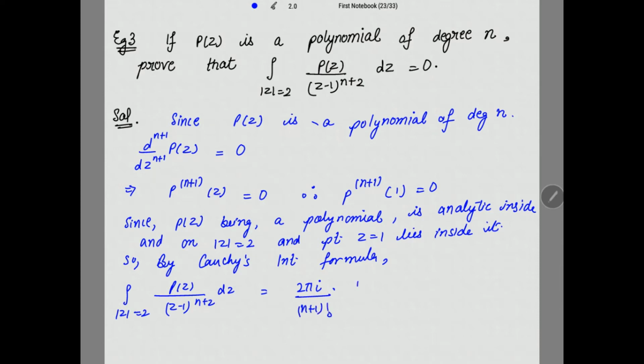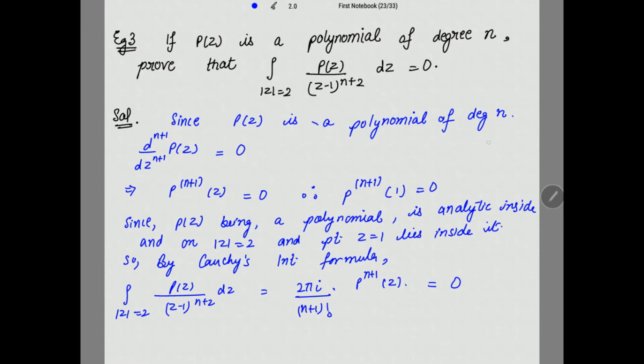And here it is P^(n+1)(z), which is 0. So the whole thing will be equal to 0. Is the concept clear of the (n+1)th derivative for P(z)?